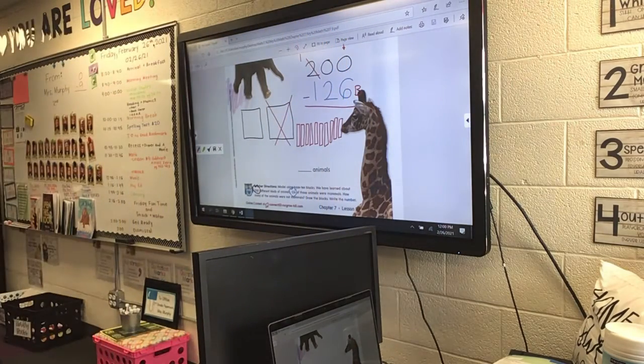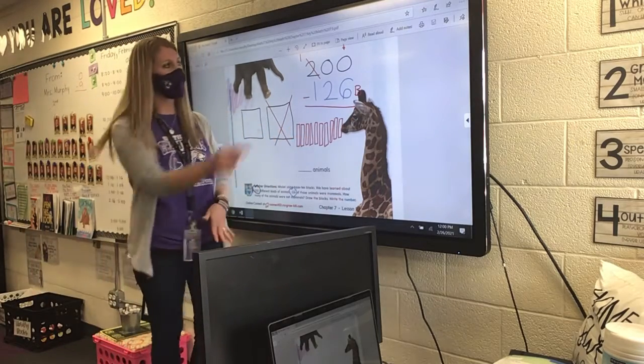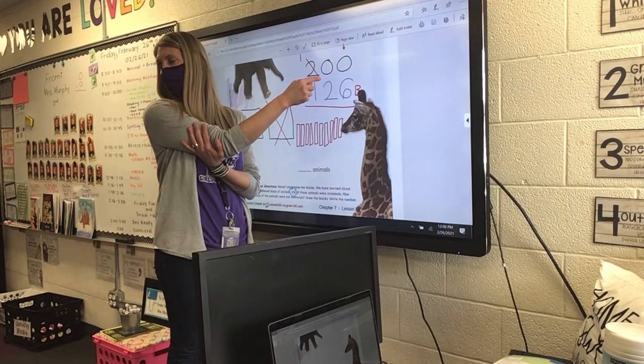So draw 10 sticks. Where are your 10 sticks? You only have 1, 2, 3, 4. I need 10. I got 10. Good job, Mason. Yes, there it goes. Now, second graders, if I have 10 sticks over here, what should I put right there?